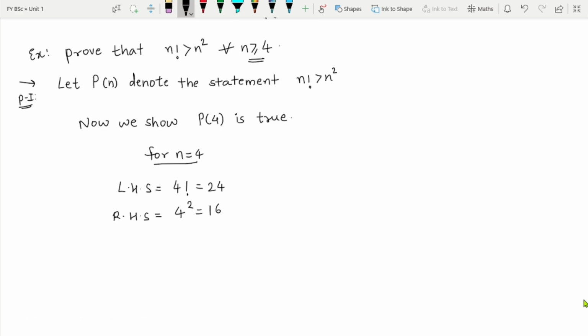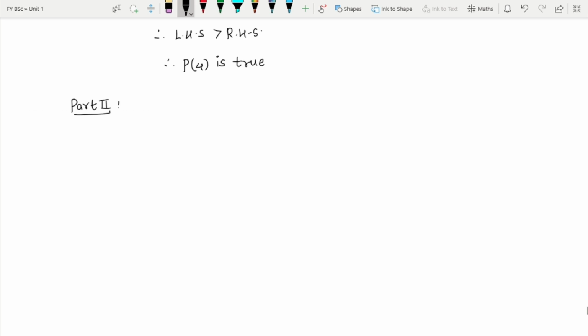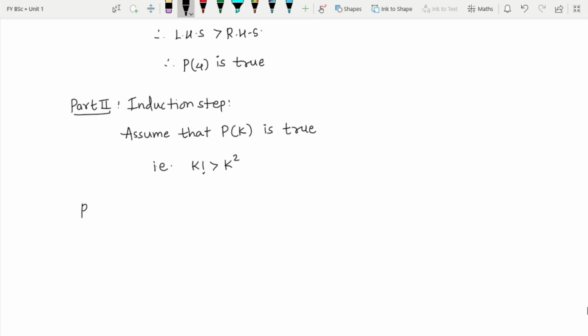Now we will go for the induction step. So part 2, this is the induction step. Assume that P of k is true. What is the meaning of it? Simply put, n is equal to k, so k factorial is greater than k square. And part 3, to prove P of k plus 1 is true, if you want you can call it star, that is, k plus 1 factorial is greater than k plus 1 square. That is what we have to show.